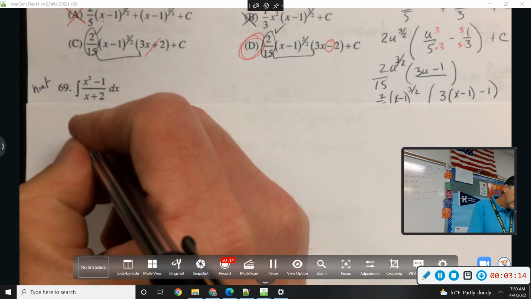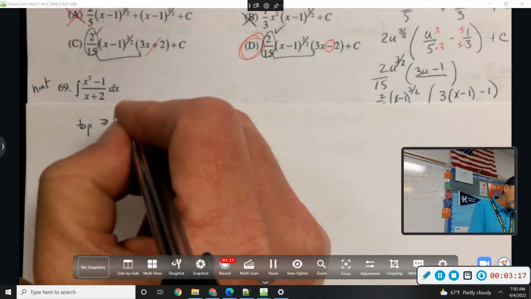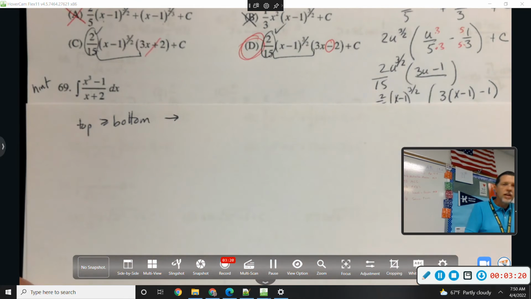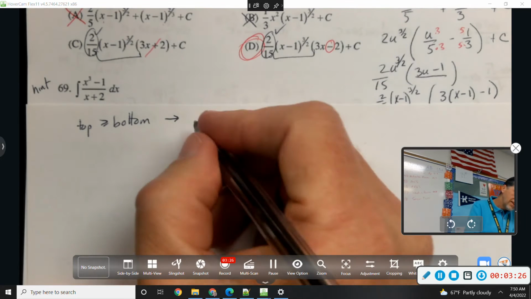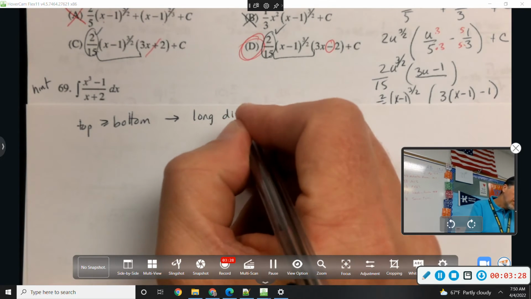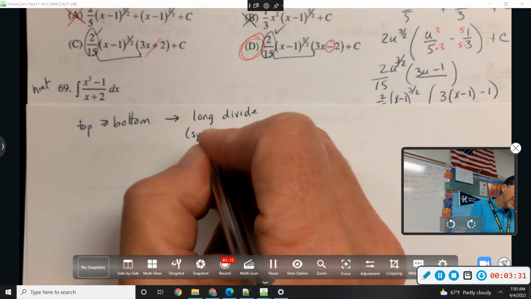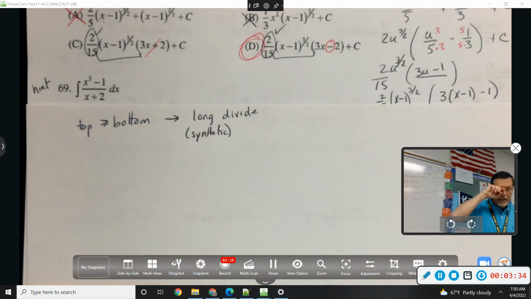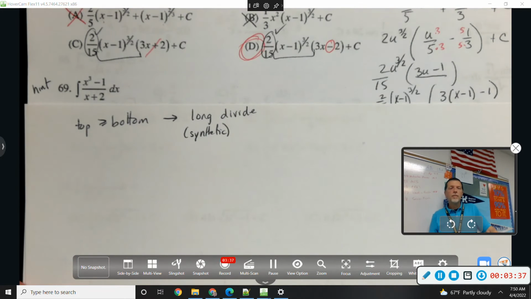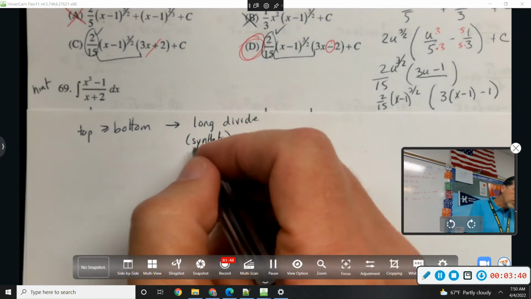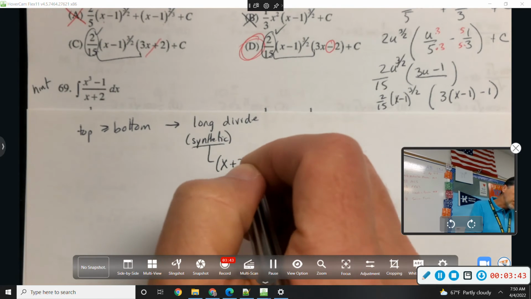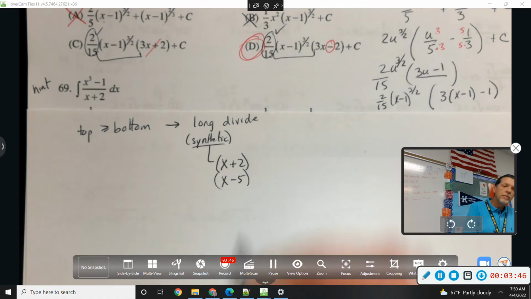If the top is greater than or equal to the bottom, do you remember what you have to do? Long divide. Or this one, you'd be eligible to synthetic divide. Either way. You can synthetic divide if you're dividing by something simple like x plus 2 or x minus 5. If it's x squared or 3x plus 7, then you better long divide. So do you want me to synthetic divide this or long divide it?